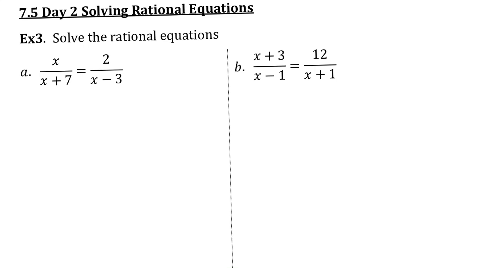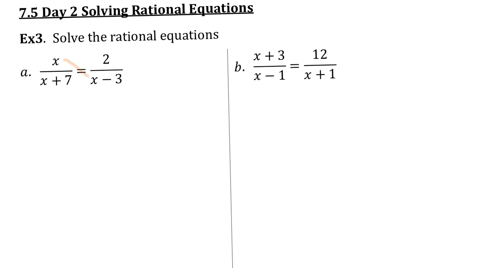Okay, 7.5 day 2, we are going to continue solving rational equations. For example 3a, I have x over x plus 7 equals 2 over x minus 3. Since there's one fraction on the left and right, I can cross multiply, just like last class. So I'm going to do the same thing.